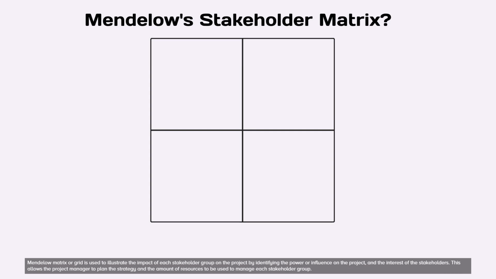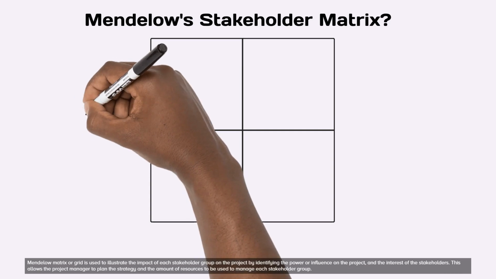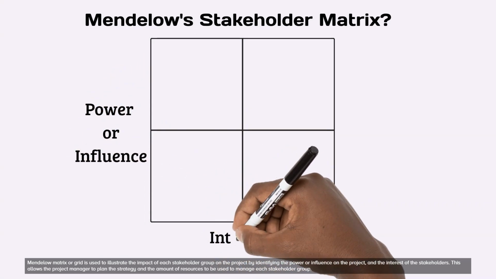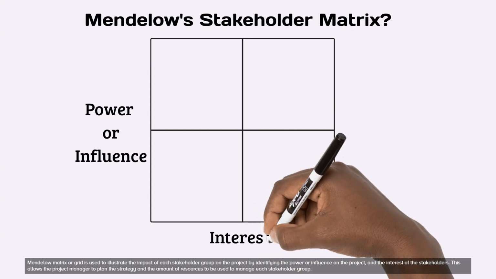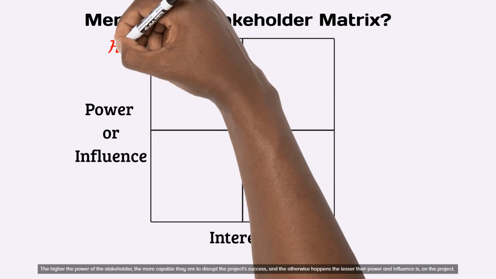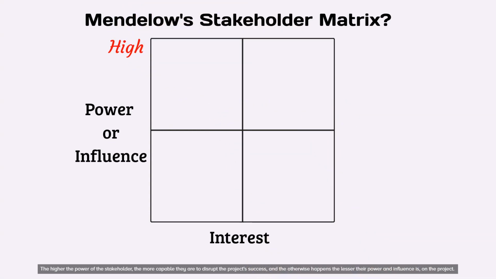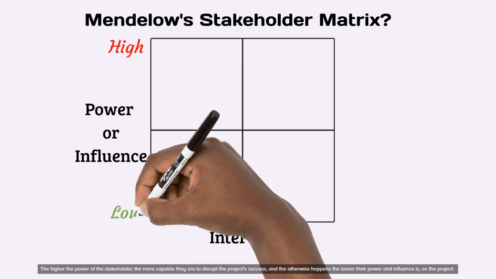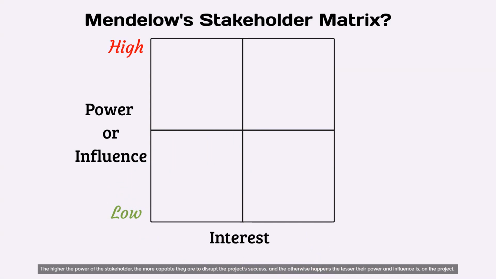The Mendelow Matrix or grid is used to illustrate the impact of each stakeholder group on the project by identifying the power or influence on the project, and the interest of the stakeholders. This allows the project manager to plan the strategy and the amount of resources to be used to manage each stakeholder group. The higher the power of the stakeholder, the more capable they are to disrupt the project's success, and the opposite happens the lesser their power and influence is on the project.